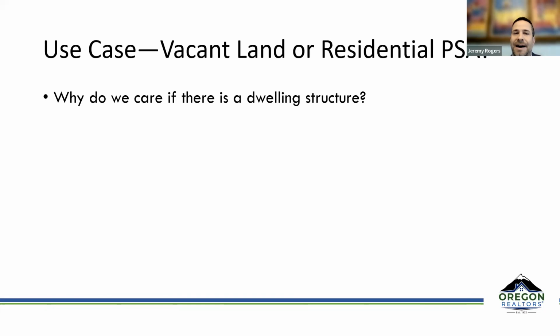So let's talk a little bit about use case in terms of the vacant land versus the residential purchase and sale agreement. So obviously, if your buyers are wanting to purchase a home to live in, they care about whether there's a dwelling structure on the house. But there's other reasons we care as well in terms of drafting these forms, because we want to make sure that the buyer and seller are complying with all laws that are related to the particular type of transaction that's taking place. So there are laws that are going to apply when there's a dwelling structure that will not apply when there is not a dwelling structure. And that's one of the reasons why we care, as drafters of the forms, which form you're using.